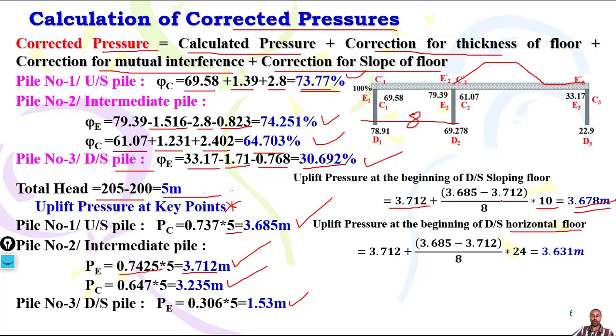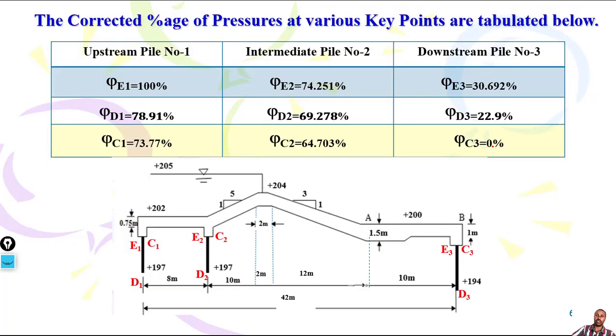Then uplift pressure at the beginning of the downstream horizontal floor. You have to subtract this one, 3.685, but the distance will be 24. First 10 meters, but the next one 24. You just have these results because the distance is already given. Here 10 meter from the slope up to the distance, so this is the 10 meter distance. Then from here up to here, 10 plus 12, 22, 24. So we are just putting here up to the beginning of this floor.